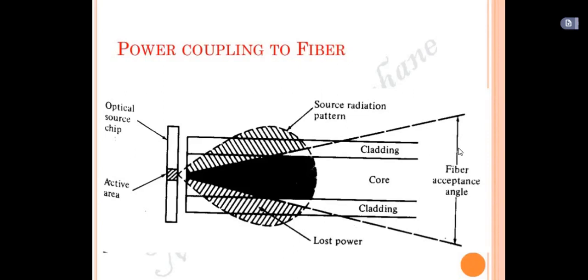The acceptance angle is the angle at which your fiber is going to get the pattern. In fiber, there are two parts: one is the core, another is the cladding. This is my active area from where the laser is giving a source pattern, the source radiation pattern. If it goes into the cladding, the power is lost, because the power should come only through the core.